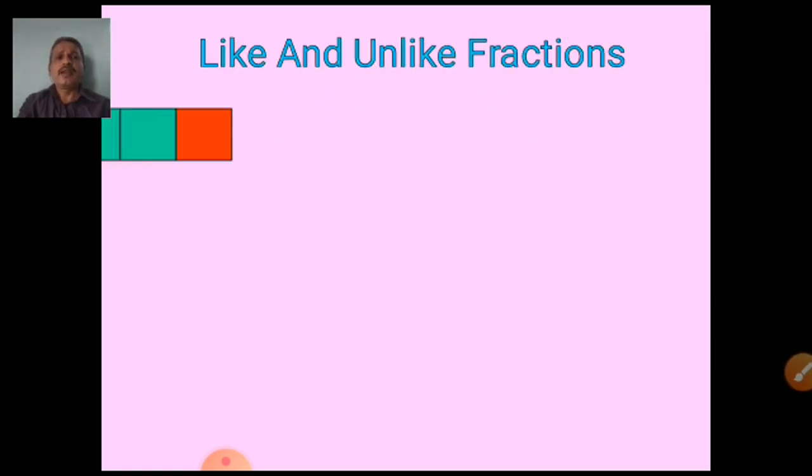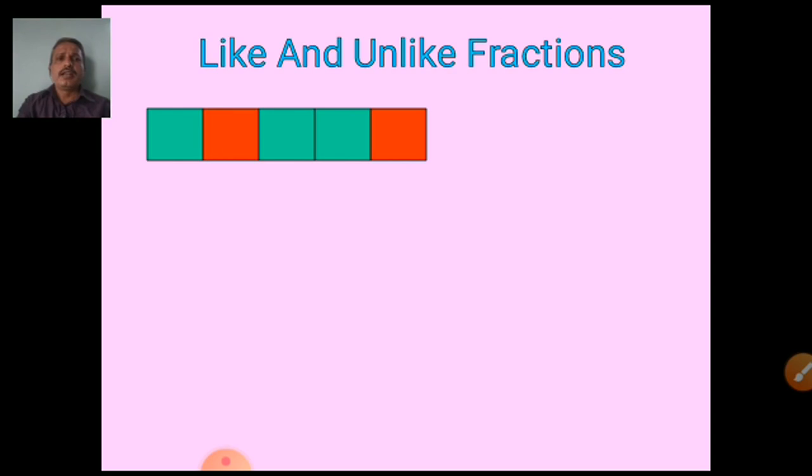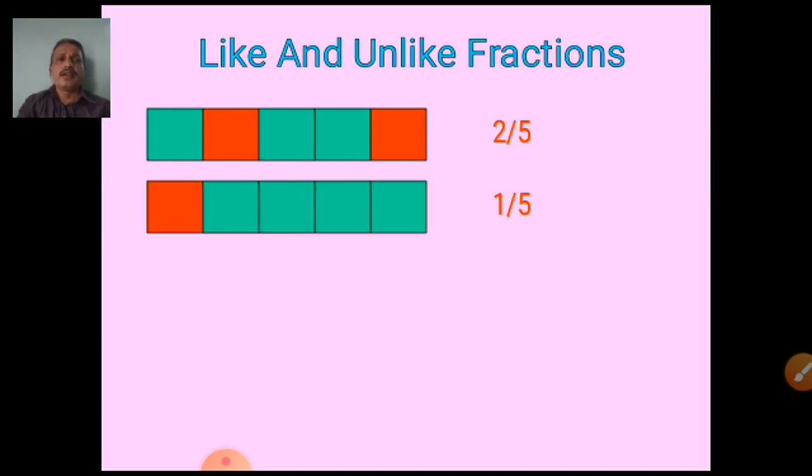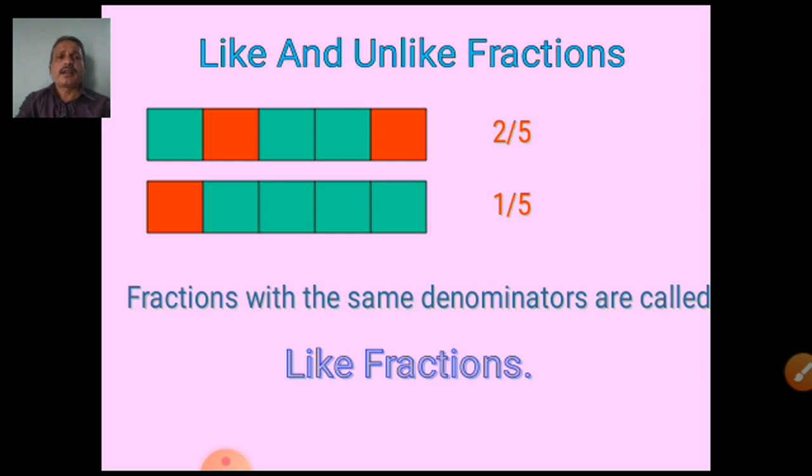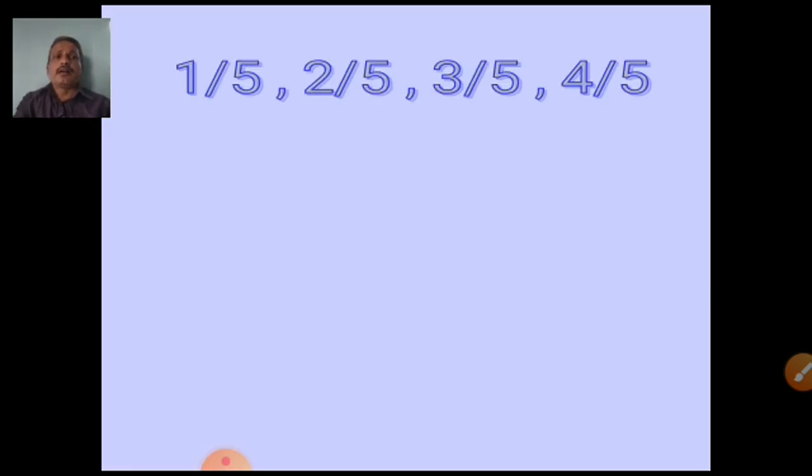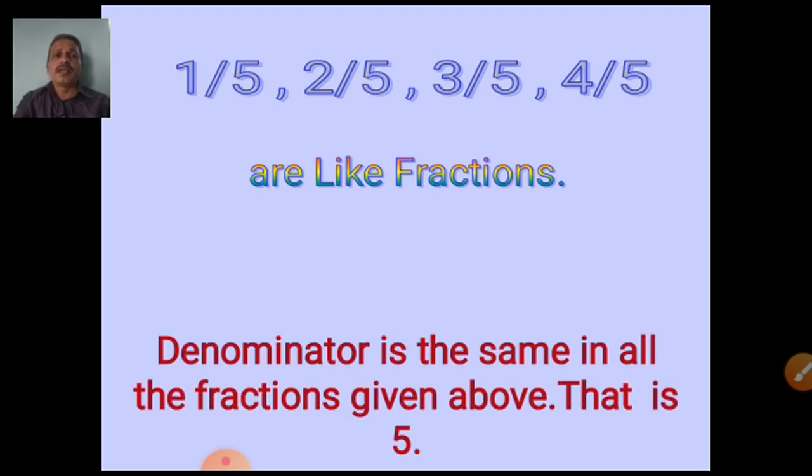Like and unlike fractions, a very easy topic, students, you already studied. Here some fraction parts are given, strips are given, and you can find the colored one. First one, 2 colored red and 5 total, 2 upon 5. These are called like fractions because the denominators are equal. Suppose 1 upon 5, 2 upon 5, 3 upon 5, 4 upon 5 is a like fraction. In the second one, the denominator is the same in all the fractions given above, that is 5. That's why it's a like fraction.